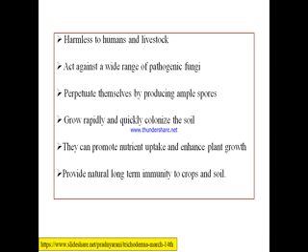They are harmless to human and livestock. They act against a wide variety of pathogenic fungi, phytopathogenic fungi. They perpetuate themselves by producing ample spores. They grow rapidly and quickly colonize. They can promote nutrient uptake and enhance the plant growth. They provide natural long-term immunity to crops and make the soil texture better.